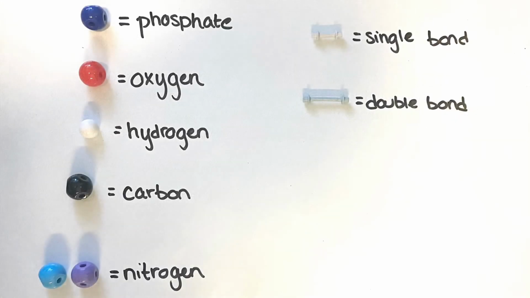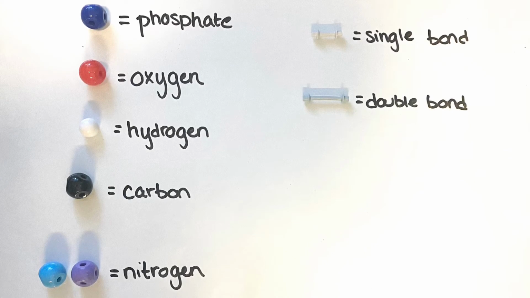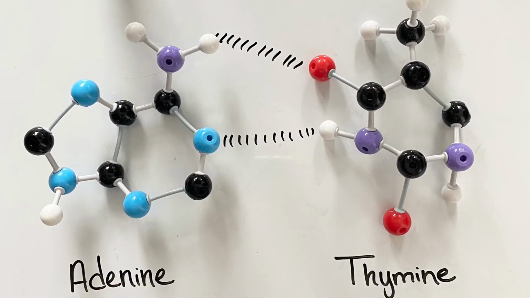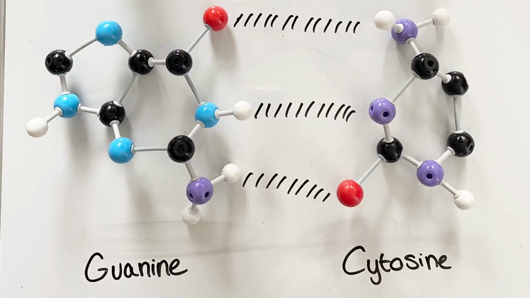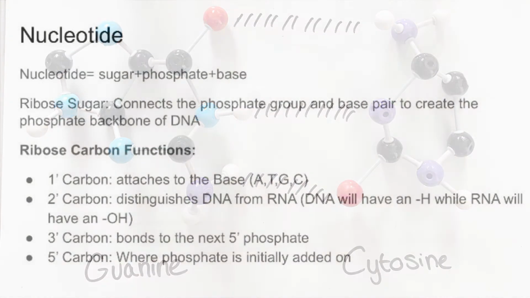I am now going to build the molecular components of bases, sugars, and phosphates in DNA, and this key will serve as a guide to the atoms in the structure. This is the base pairing of adenine and thymine with 2 hydrogen bonds. This is the base pairing of guanine and cytosine with 3 hydrogen bonds.